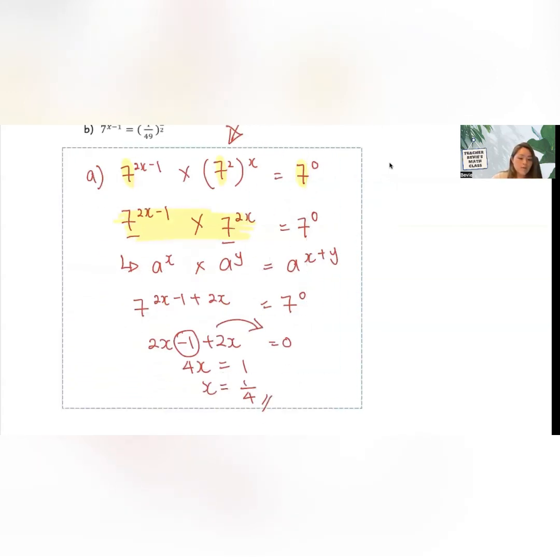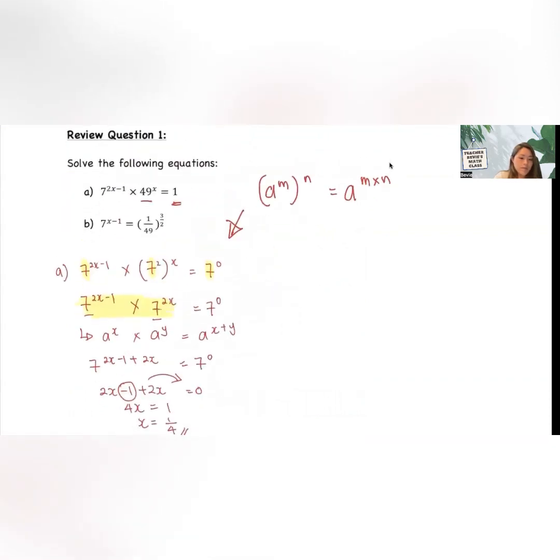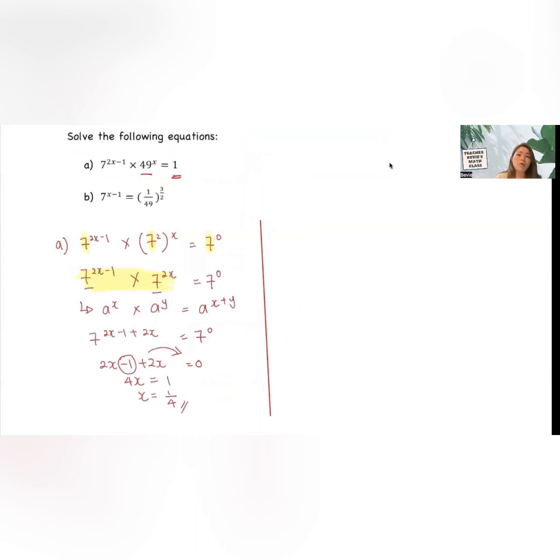Continuing for part B. What does part B say? 7 to the power of x minus 1 equals 1 over 49 to the power of 3 over 2. Now I have a fraction involved. For part B, let's try to make this fraction a non-fraction form first. Same thing, 7 to the power of x minus 1, I leave it, because I cannot simplify the base any further.